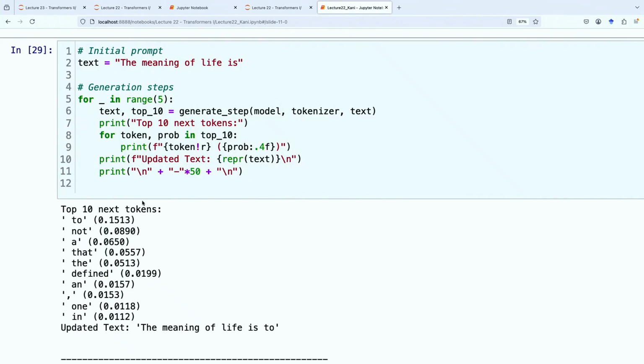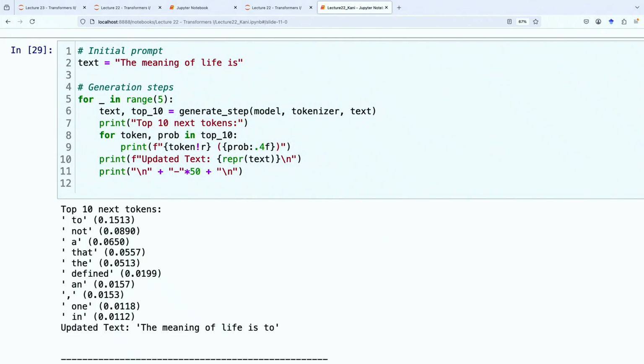And so we see "meaning of life is." The next tokens are "to," "not," "a." Meaning of life is to. That sounds good. The meaning of life is not. I can imagine that's fine. The meaning of life is a. That's okay too. The meaning of life is that. That English is a little clunky, but I think that's fine. So we just choose the most probable thing, which is "to."